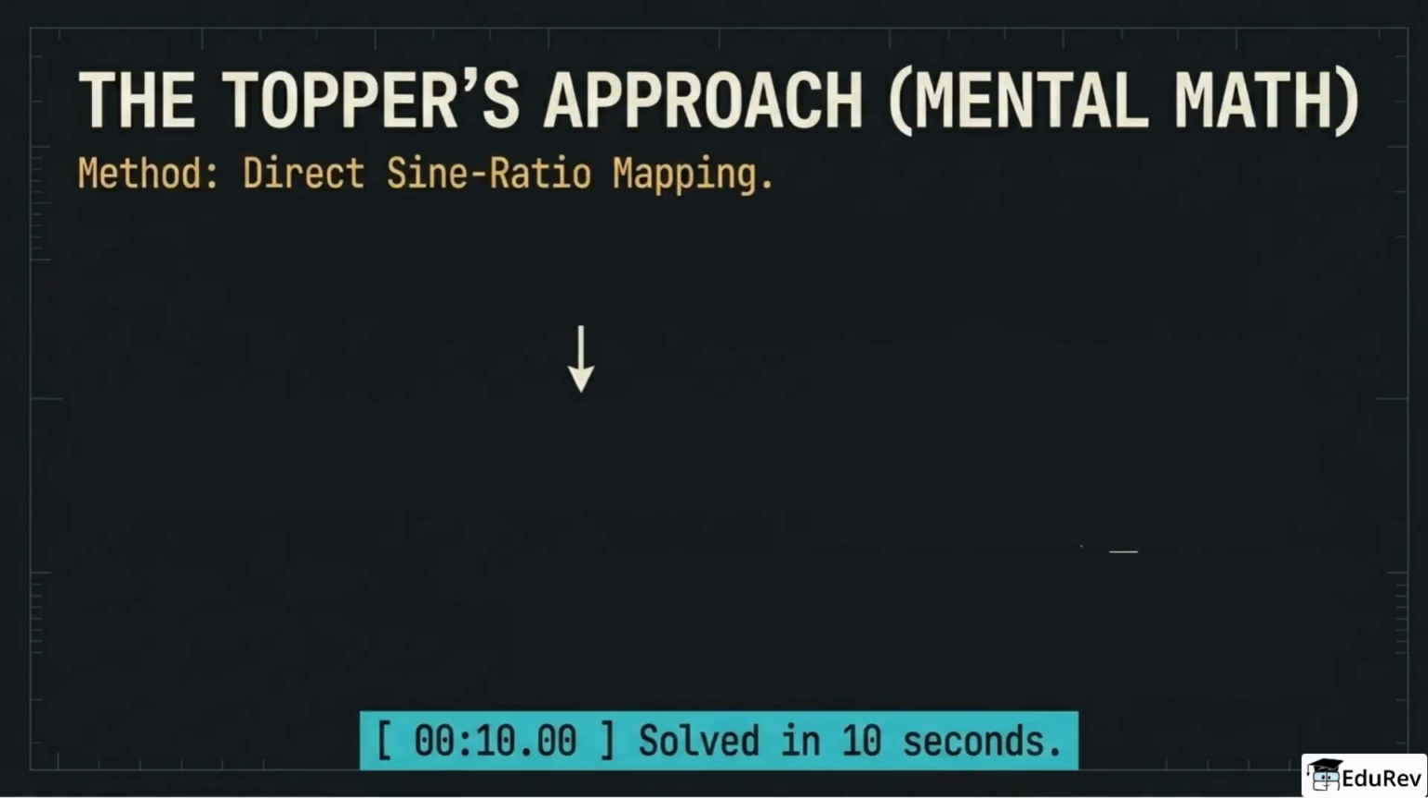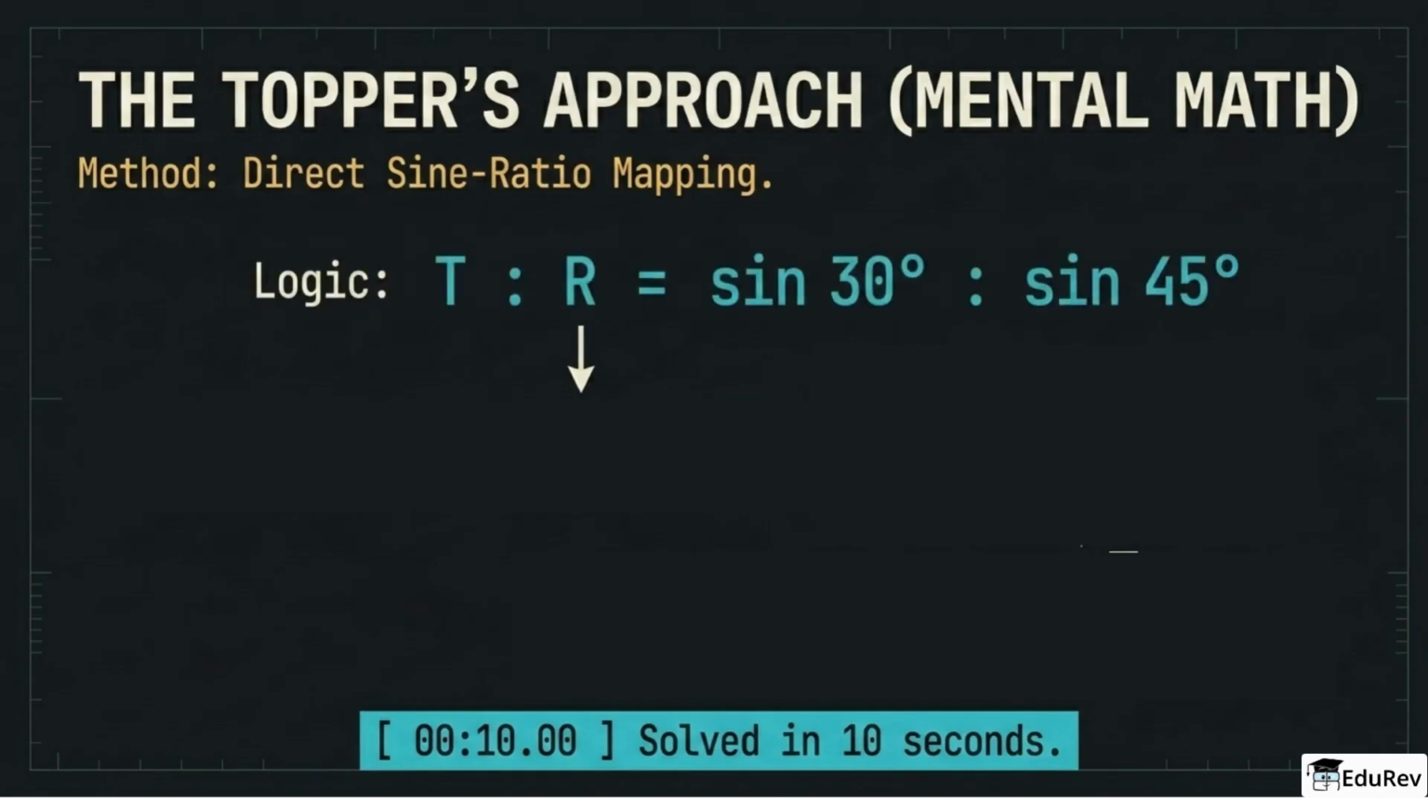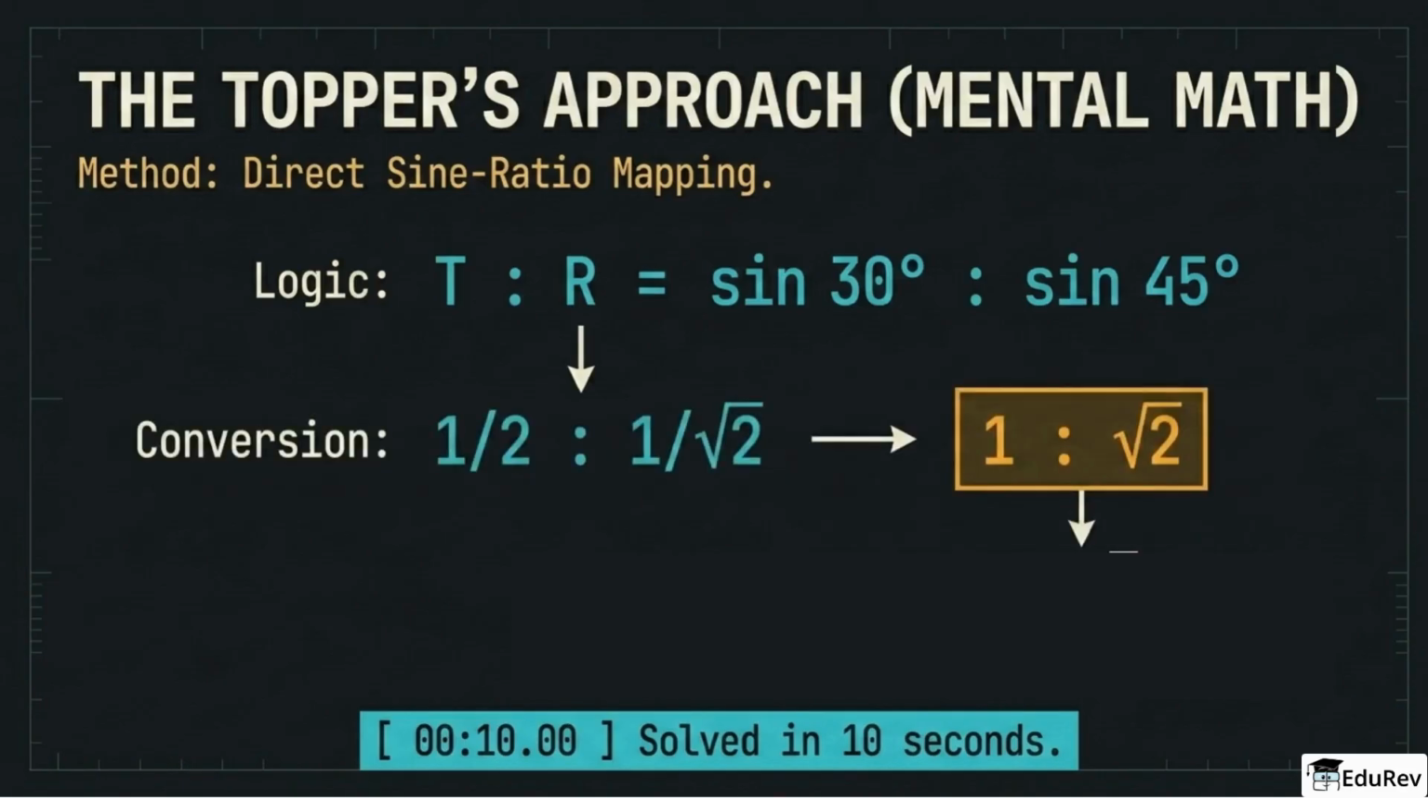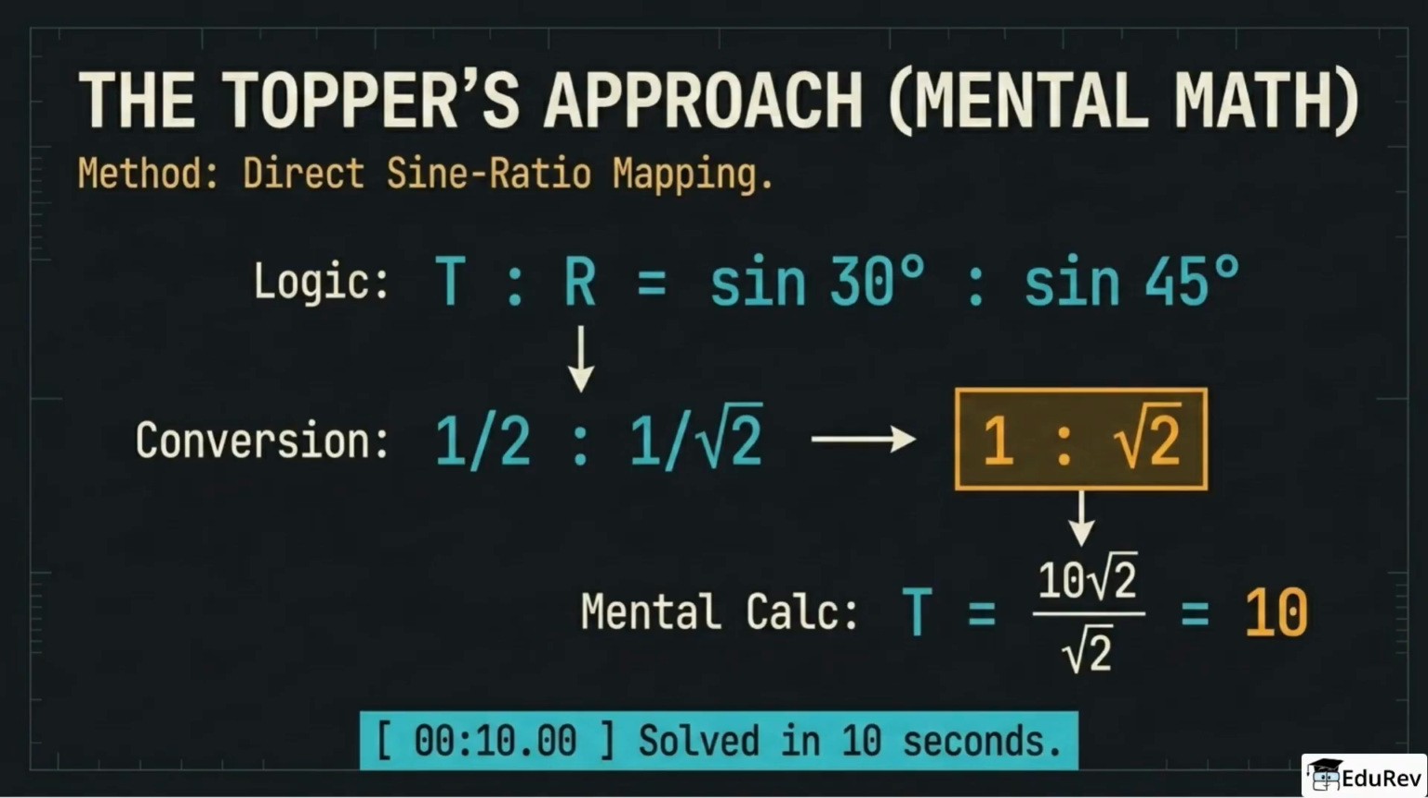The topper's approach is much faster because it avoids unnecessary decimal work. Instead of converting everything into cumbersome numbers, you keep the ratio in sine form and compare directly. That gives the compact mapping 1 over 2 to 1 over root 2, which simplifies to 1 to root 2, and the target distance drops out very quickly. This is exactly the kind of mental math shortcut CAT rewards. Preserve structure, simplify only at the end, and save time without losing accuracy.